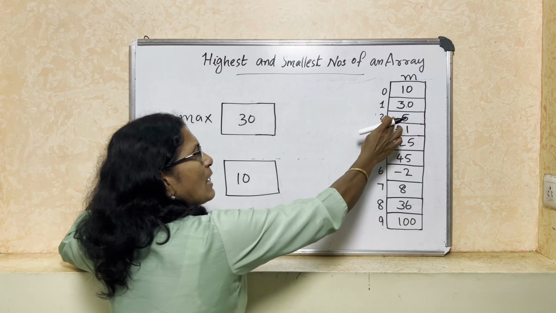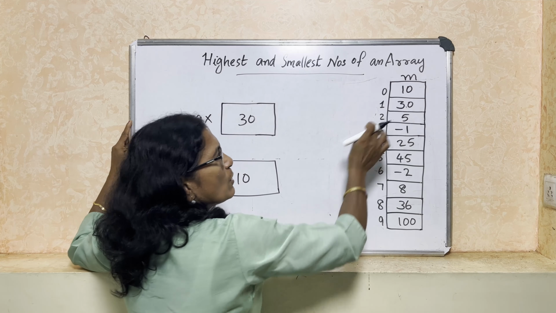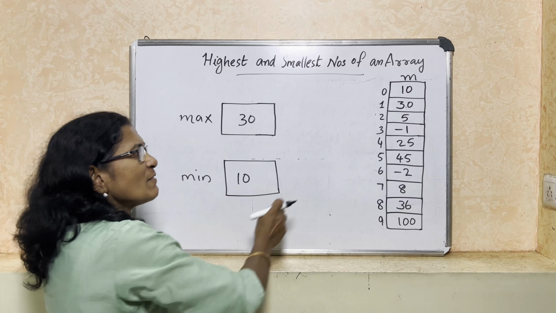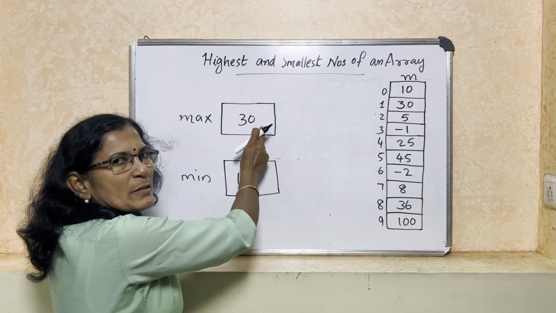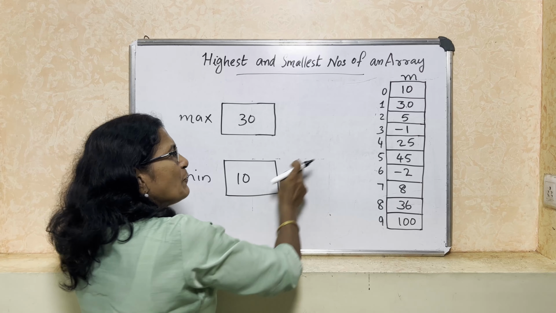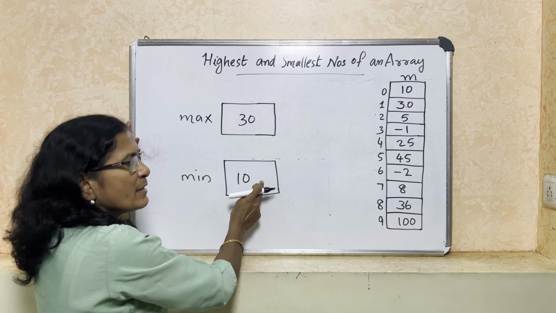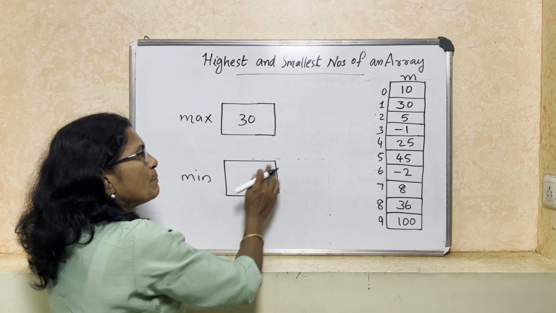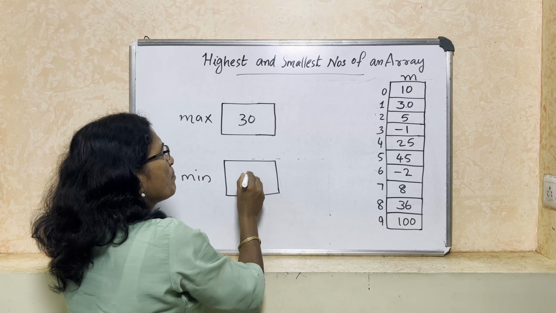Now take the next value of the array, m of 2. m of 2 is 5. Check whether 5 is greater than the value in max. 5 is not greater than the value in max. Check whether 5 is less than the value in min. Yes, 5 is less than the value in min. So assign 5 to min.